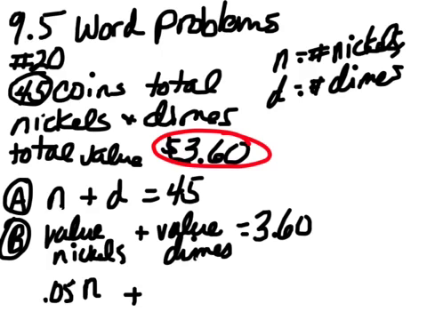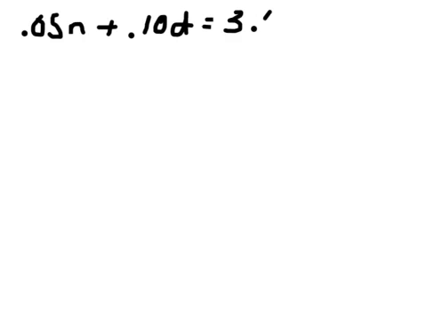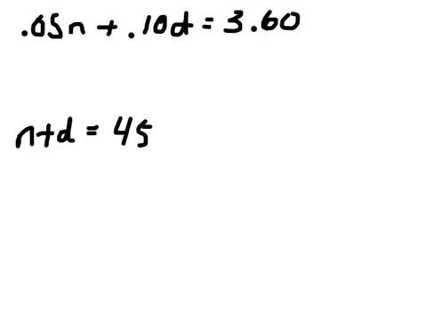Same thing with the dimes. Since the dimes are worth 10 cents a piece, if we knew how many dimes she had, we would just multiply the number of dimes times 10 cents, and we'd have the value of the dimes. So we come up with this equation here. We've got 0.05 N plus 0.10 D equals 3.60. That was one of our equations. And the other equation was N plus D is equal to 45.